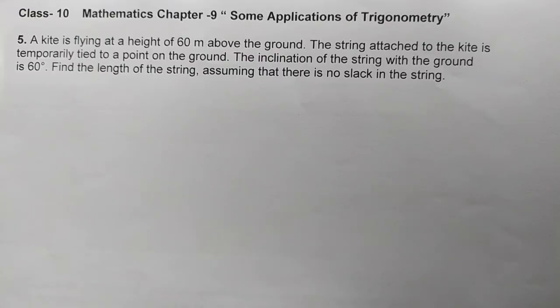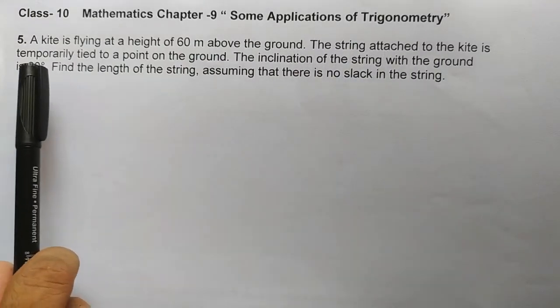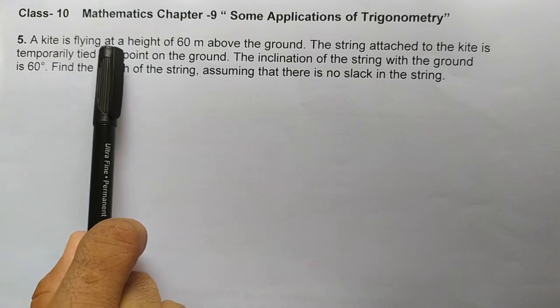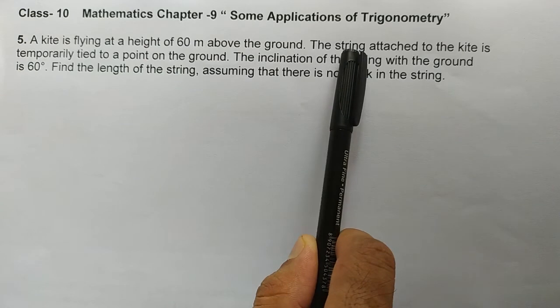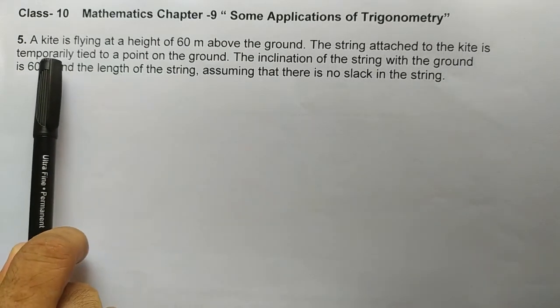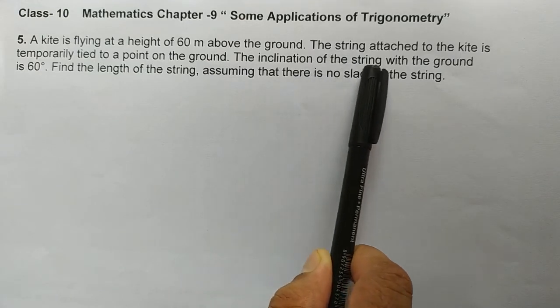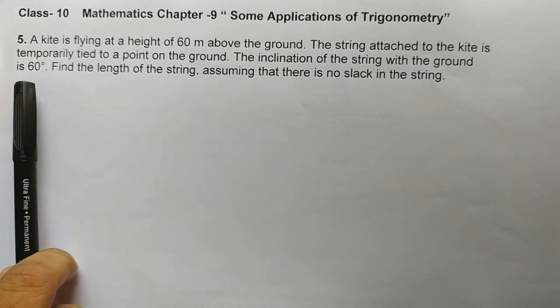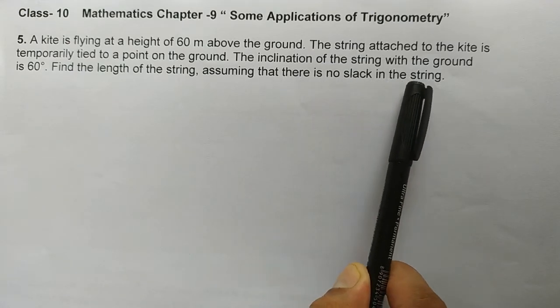Let's do this question, and this is taken from class 10, chapter 9, some applications of trigonometry. Fifth question is, a kite is flying at a height of 60 meter above the ground. The string attached to the kite is temporarily tied to a point on the ground. The inclination of the string with the ground is 60 degree. Find the length of the string, assuming that there is no slack in the string.